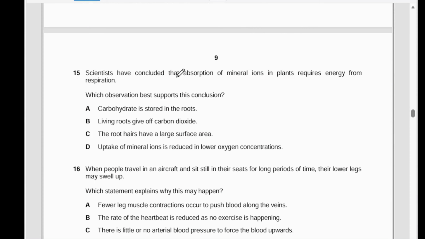Scientists have concluded that the absorption of mineral ions in plants requires energy. Which observation best supports this conclusion? Carbohydrate is stored in the roots. Okay, it has no explanation with this energy. Living roots give off carbon dioxide. No. The roots have a large surface area. No. Uptake of mineral ions is reduced in lower oxygen. Good. Less energy, so less uptake.